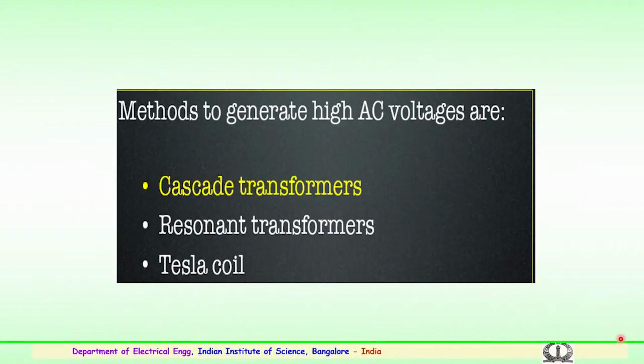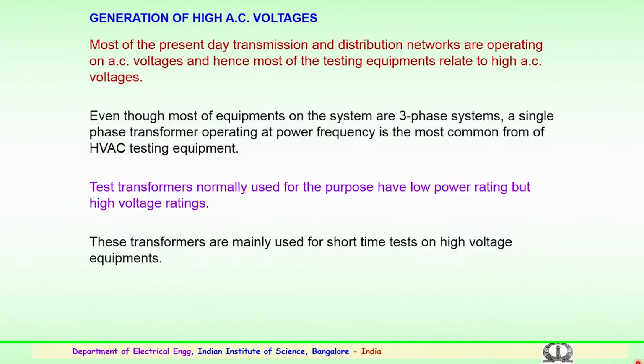That was about the high voltage DC generation. Now, various methods are there to generate the high voltage AC. The important ones are the use of cascade transformers, the second is the resonant transformers, and the third is the Tesla coil. But for testing of high voltage equipment, normally the cascade transformers are employed. So, we will briefly discuss the cascade transformers which are used for the generation of high voltage AC.